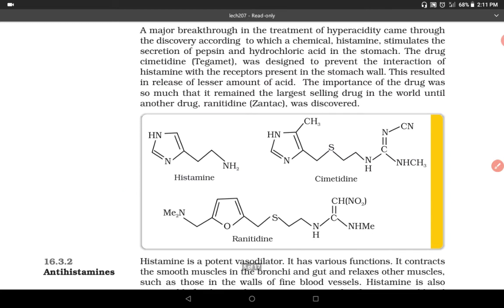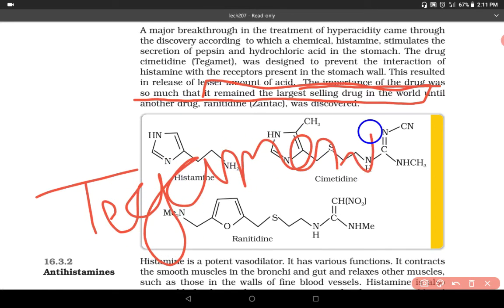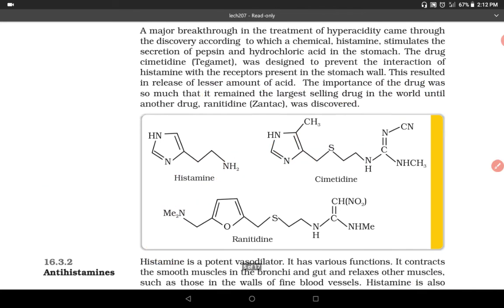This resulted in the release of lesser amounts of acid. The importance of the drug was so much that it remained the largest selling drug in the world. Remember this point: which is the largest selling drug in the world? Tagamet is the largest selling drug in the world until another drug, ranitidine, Zantac, was discovered. Until the discovery of Zantac, Tagamet was the world's most selling drug.